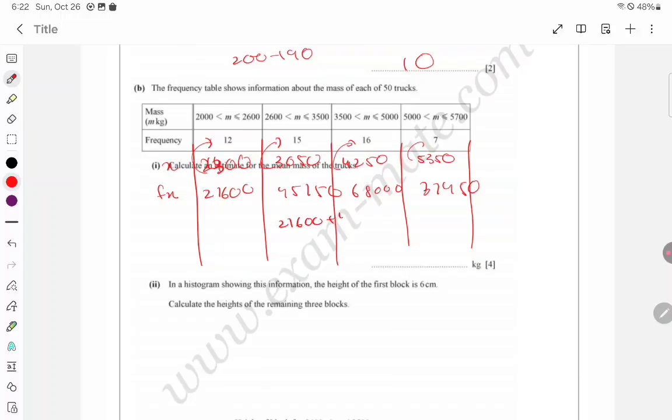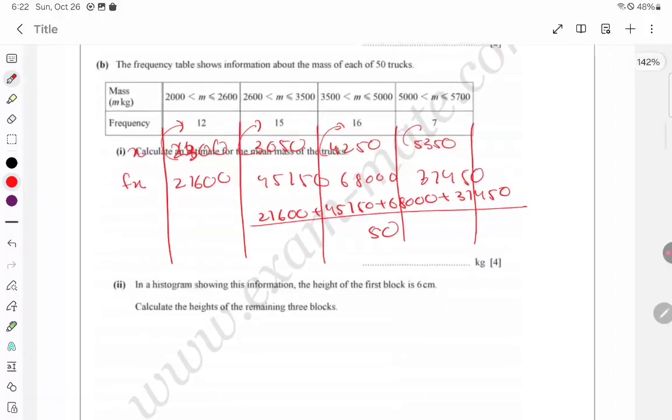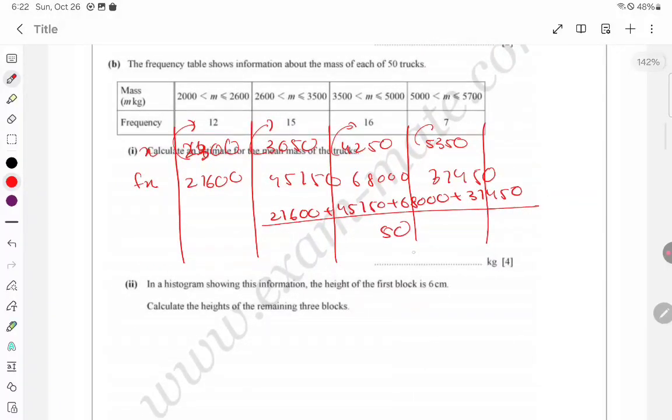Again, now add all the values. 27600 plus 45750 plus 68000 plus 37450, divided by the total number, which is 50 total mass. We get our answer of 3576.